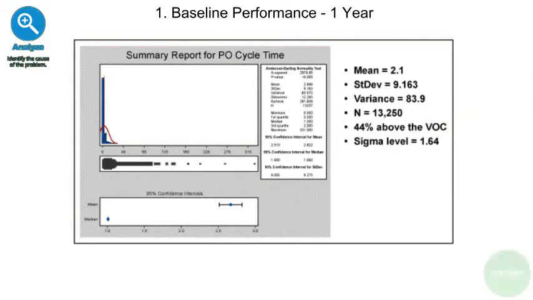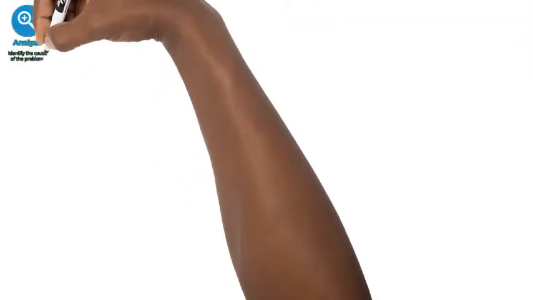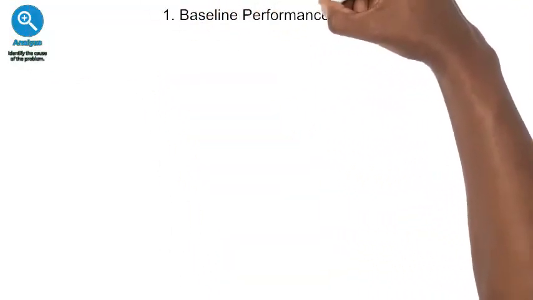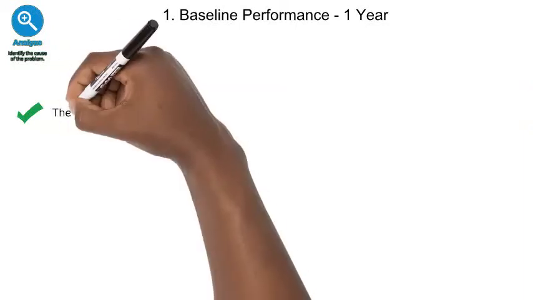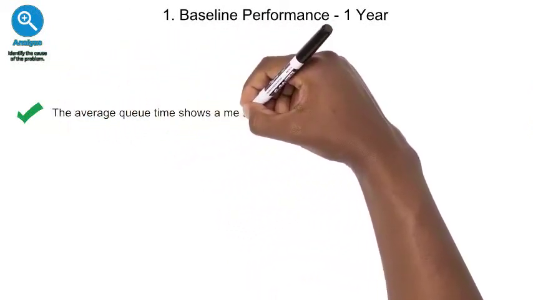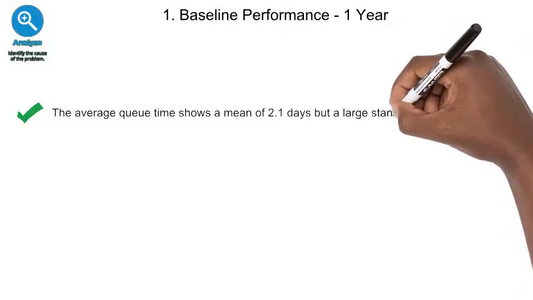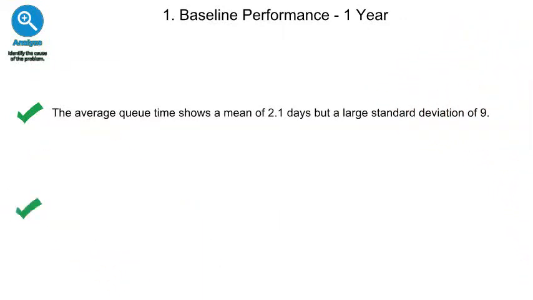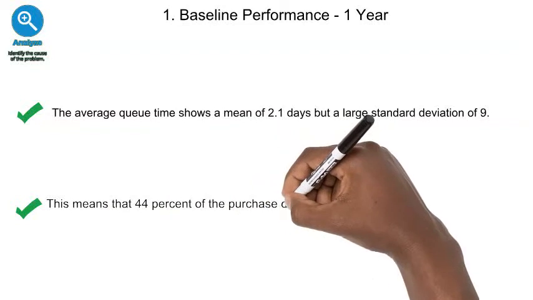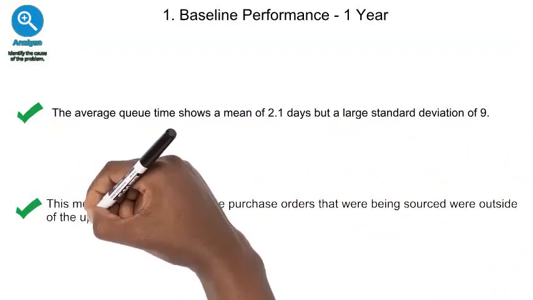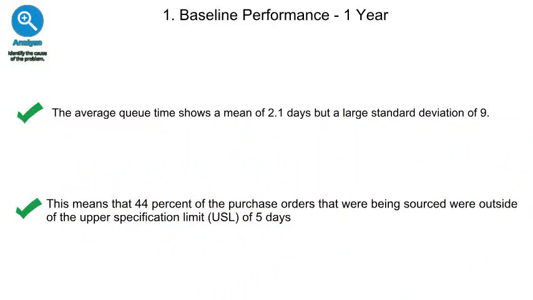So further, the Six Sigma team plotted the summary report for the cycle time from the last measure phase to the target presentation for the analyze phase. The average queue time shows a mean value of 2.1 days, but a large standard deviation of 9. This means that 44% of purchase orders being sourced were outside the upper specification limit of 5 days.